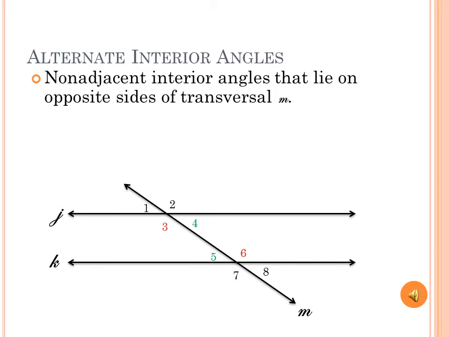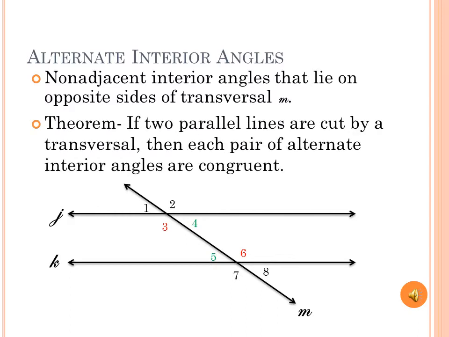Alternate interior angles. They are non-adjacent interior angles that lie on opposite sides of transversal M. The theorem to this is alternate interior angle theorem. It's when two parallel lines are cut by a transversal, then each pair of alternate interior angles are congruent. A tip to find the alternate interior angles is to look for a Z.